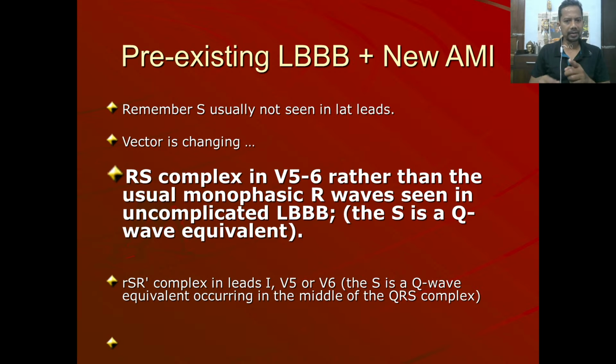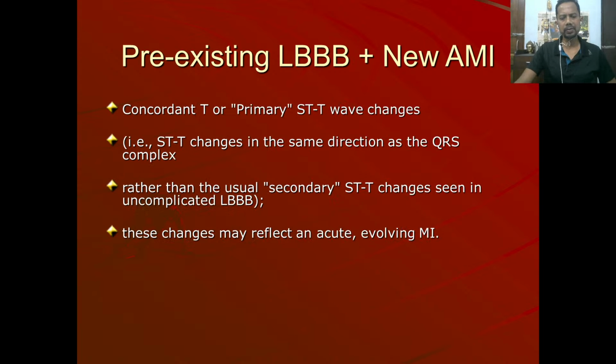Okay. And there is an RS pattern in the lateral leads in a patient who just had LBB with just a tall R in V5, V6. Now that ECG has an S wave also. So that is a Q wave equivalent. Or you see an RS pattern in lead 1, V5, V6. So this is also an S wave equivalent. So this is very important. I will come to Sgarbossa's criteria, it will become easier.